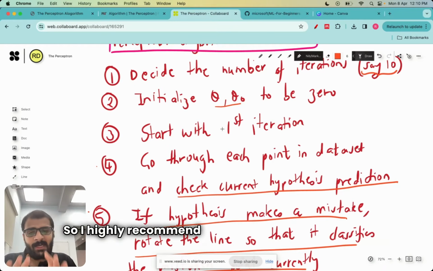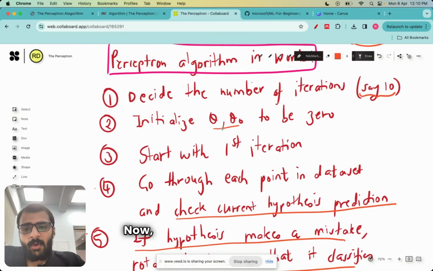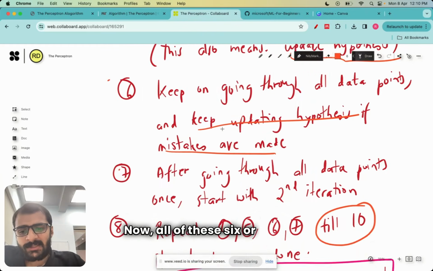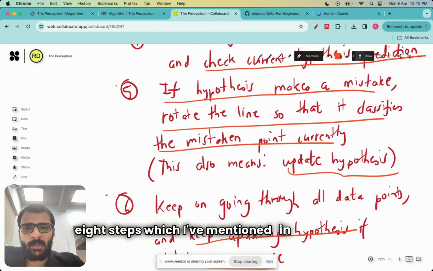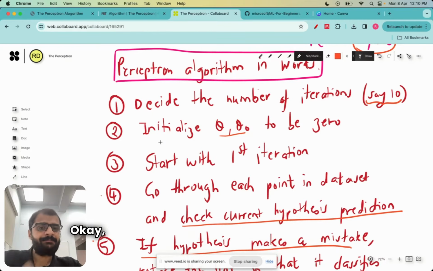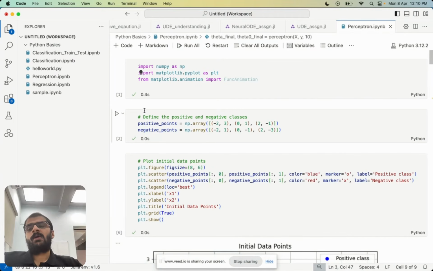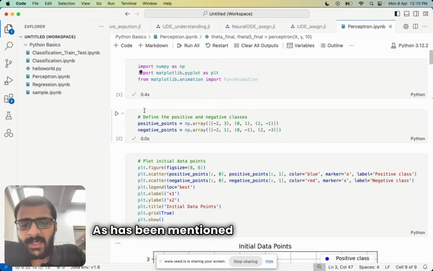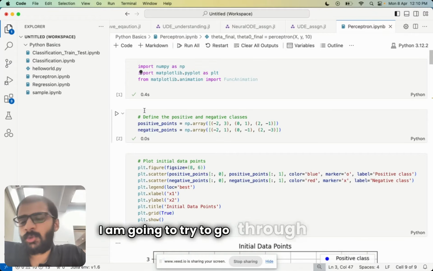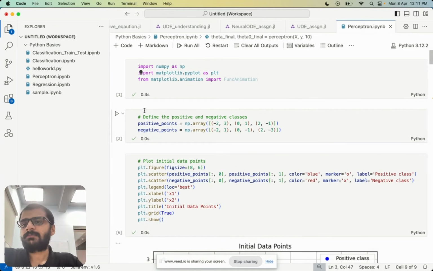So I highly recommend you again to go through the previous lecture if this part is not clear to you. Now, all of these 6 or 7 or 8 steps which I've mentioned in words here, I'm going to code this in Python. Okay. So let's get started with the Python coding. As has been mentioned in the comments, I'm going to try to go through this part a bit slowly so that all of you can understand.